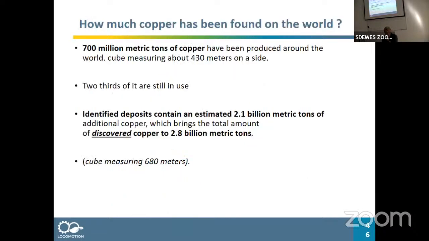So how much copper has been found in the world? About 700 million metric tons have been produced so far, which is a cube of 430 meters by 430 meters by 430 meters. And two thirds of it is still in use. So it is still somewhere in society, probably in cables lying in the ground, probably in the infrastructure that we're using at the moment. And the identified deposits contain about 2.5 billion metric tons, which is a cube that measures 680 meters by 680 meters by 680 meters.